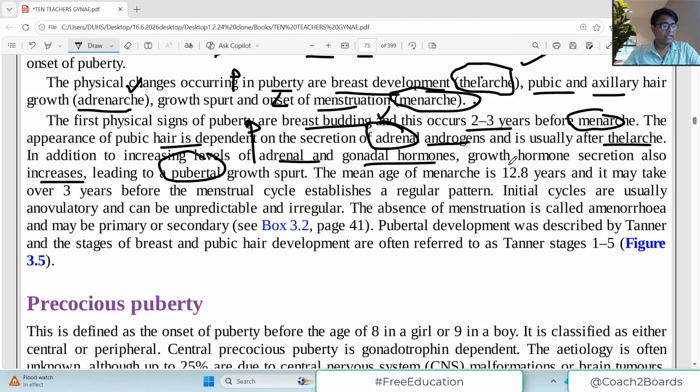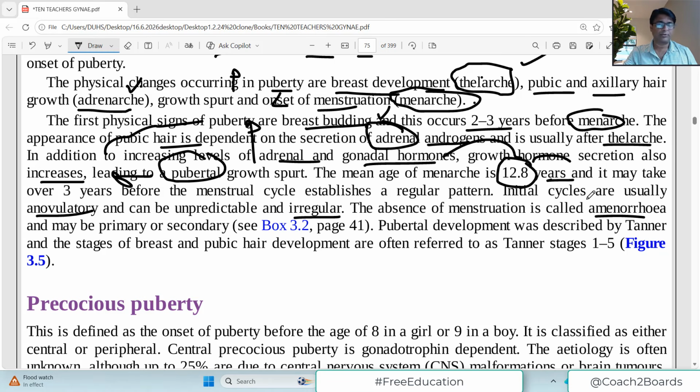The mean age of menarche generally is 12.8 years, but that is in a particular context from where the book is published, obviously. So it varies from region to region. However, it may sometimes be delayed, sometimes be early. Okay. Initial cycles are usually anovulatory, which means the bleeding is there, but ovum is not there, and they may be irregular for actually a few years of menarche. The absence of menstruation is known as amenorrhea.